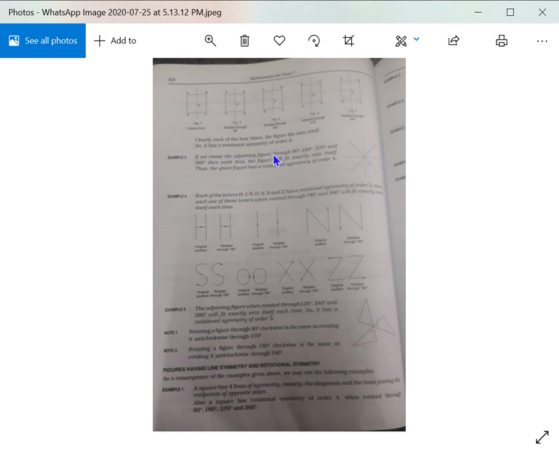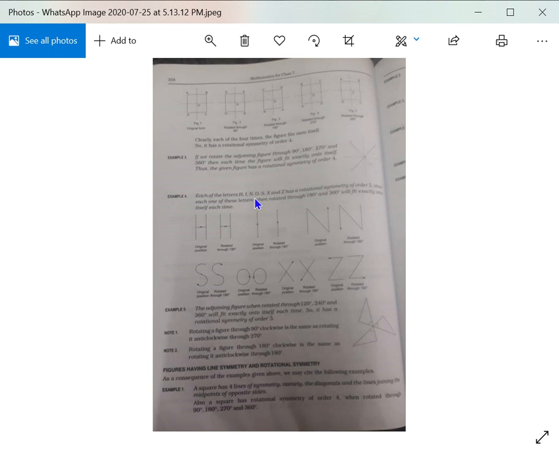If we rotate the adjacent figure through 90, 180, 270 and 360, then each time the figure will fit exactly onto itself. Then the given figure has a rotational symmetry of order 4. See, when it is rotated through 90, 180, 270 and 360, it retains the same position. Hence the order of rotation is 4 here.